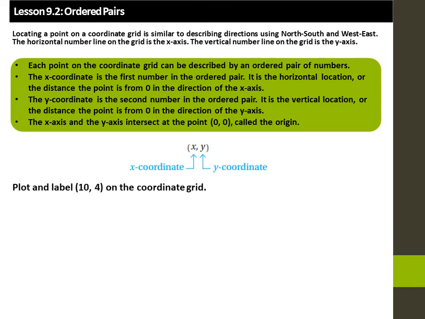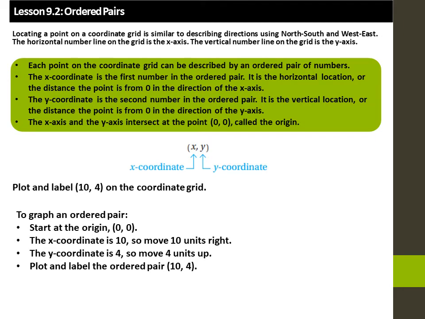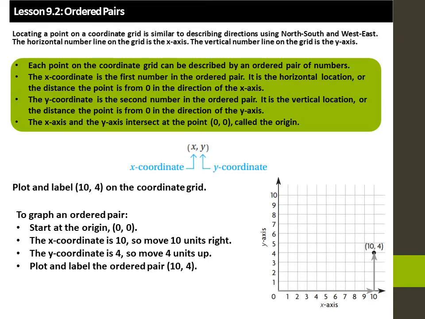Plot and label 10, 4 on the coordinate grid. To graph an ordered pair, start at the origin 0, 0. Think the letter X comes before Y in the alphabet. Move across the x-axis first. The x-coordinate is 10, so move 10 units right. The y-coordinate is 4, so move 4 units up. Plot and label the ordered pair 10, 4.